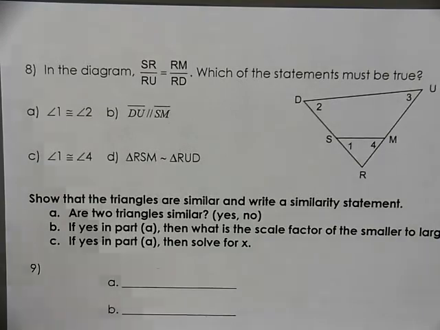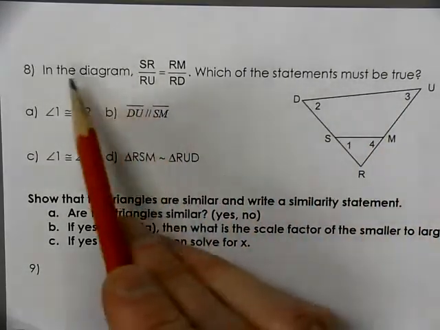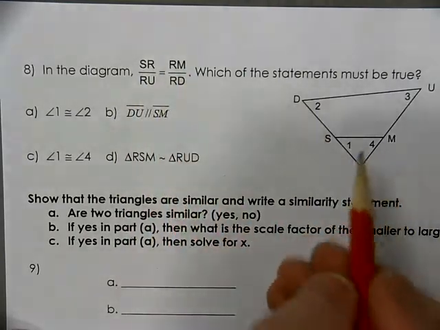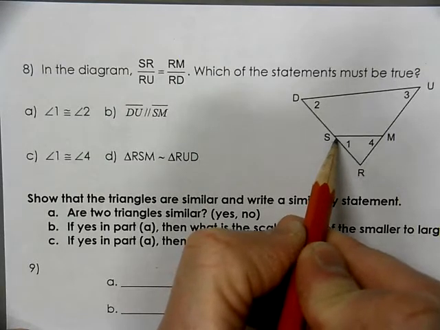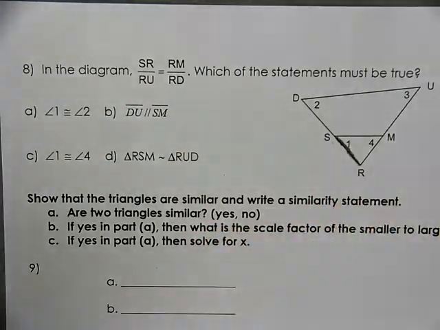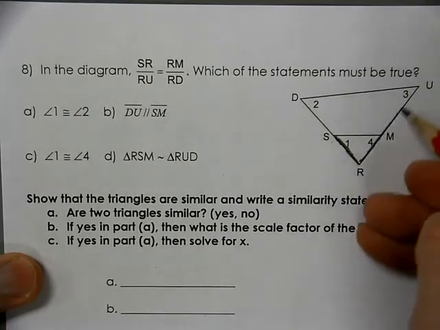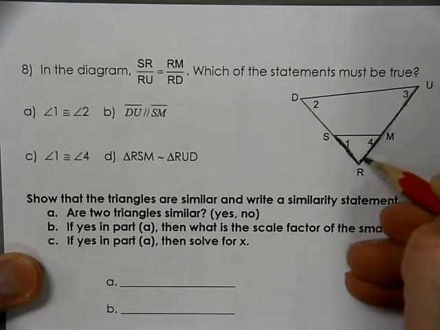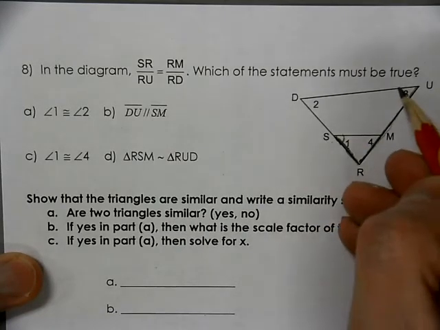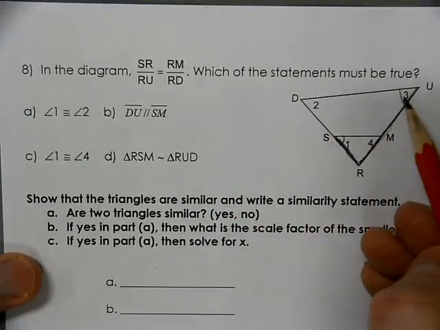Looking at the flip side now, we're going to look at this figure, and we're going to use this ratio. Given this ratio, this says that RS, when this triangle gets bigger, it becomes RU. It kind of flips over here. So the 1 is going to become the 3. This triangle is going to get bigger, and it's going to land over here.